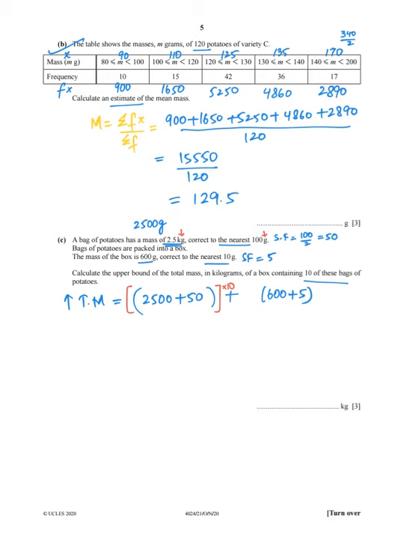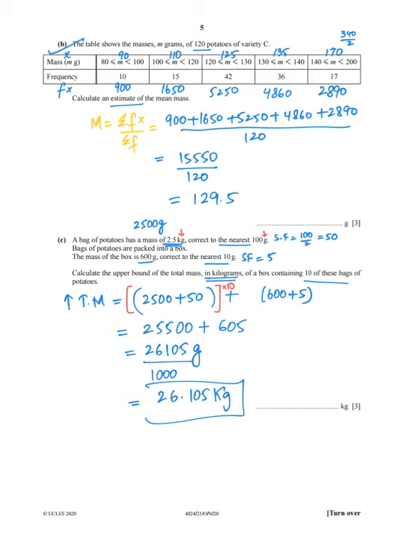2500 plus 50, multiplied by 10 because there are 10 bags, equals 25500, plus 605, which equals 26105, but that is in grams. Give your answer in kilograms. That means we need to divide by 1000 to convert it into kg, and it equals 26.105 kg. That is your answer.